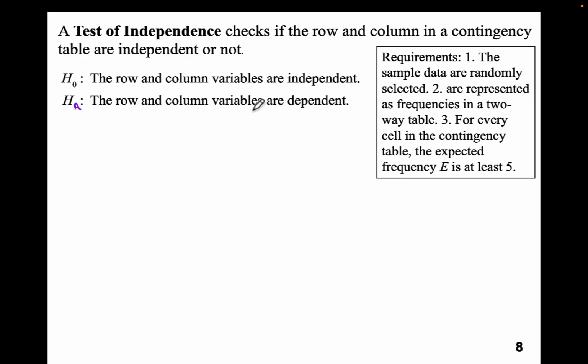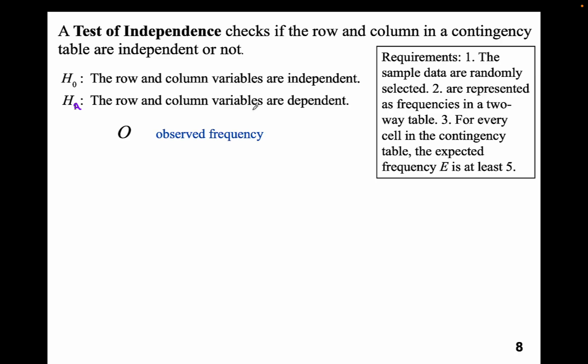Requirements for this test. The sample data are randomly selected. They are represented as frequencies in a two-way table. That means they're columns and rows. I'll show you one in a second. For every cell in the contingency table, the expected frequency is at least 5.